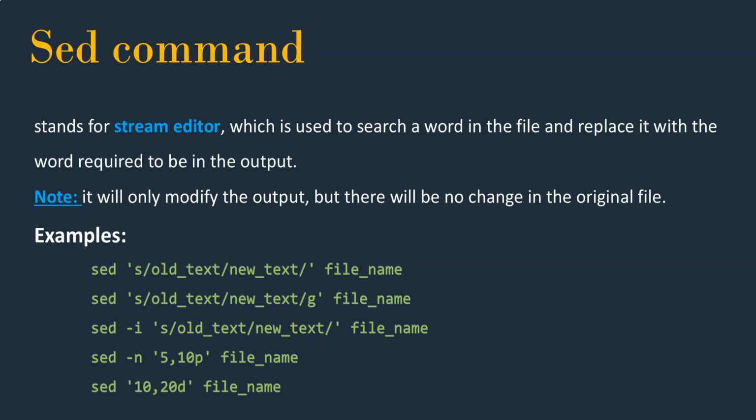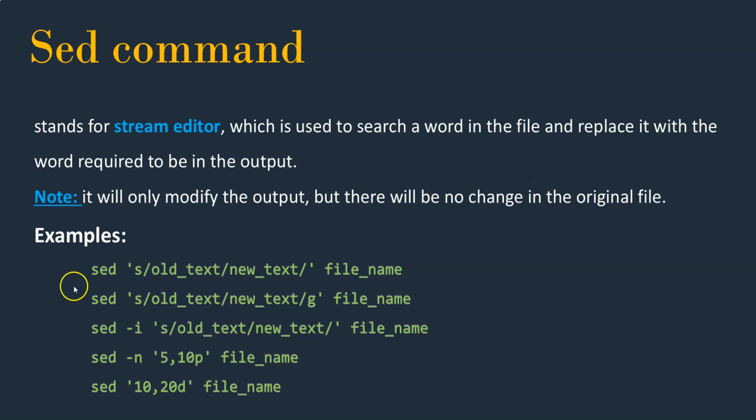Hello folks, welcome back. In this lecture we are going to see the sed command. sed stands for stream editor, which is used to search a word in a file and replace it with the new word required in the output. Usually it is going to replace the old text with the new text, but it will only modify the output; there will be no change in the original file. Means by default it won't change the original file.